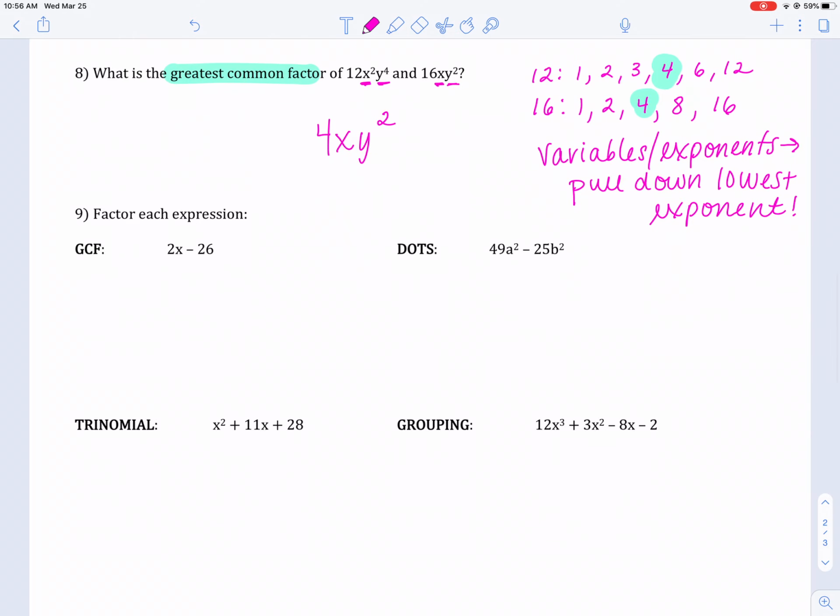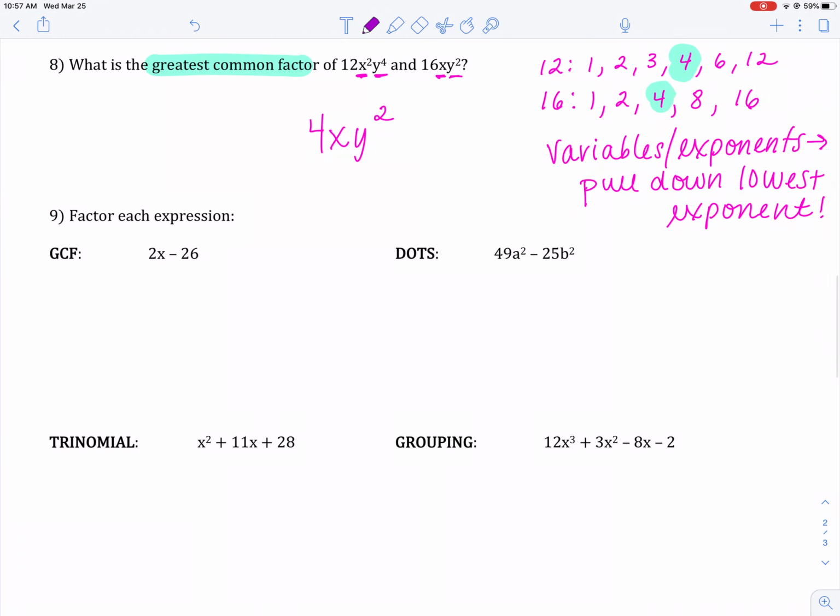Okay, so now let's factor GCF with that expression. So a little different from number 8. I am going to find the GCF. Okay, the GCF between 2 and 26 is 2. I can't pull down an x because 26 doesn't have an x. But now I open a parenthesis, and now I have to divide each term by 2. And I get x minus 13. So in example number 9, GCF, I have an answer of 2 times x minus 13.